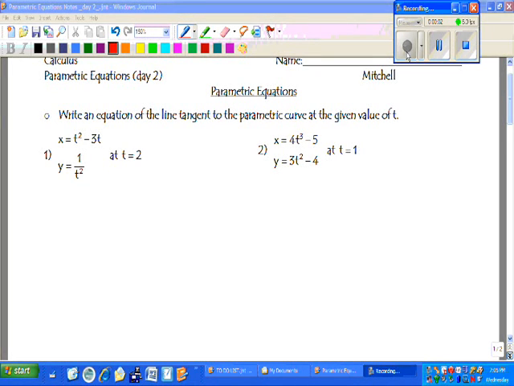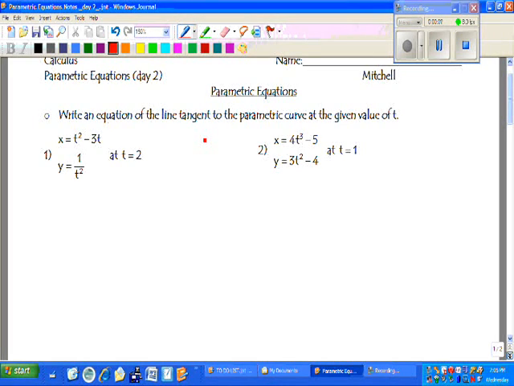Yesterday we learned how to find the derivative of parametric equations. Today we're going to connect that with some of the things that we've done in the past. The first page here asks us to write an equation of the tangent line to the parametric curve at the given value of t. So every time we've written an equation of a tangent line, I've always asked you to find two things. We need to find a point and the slope.